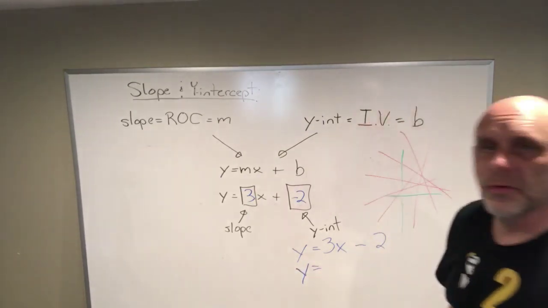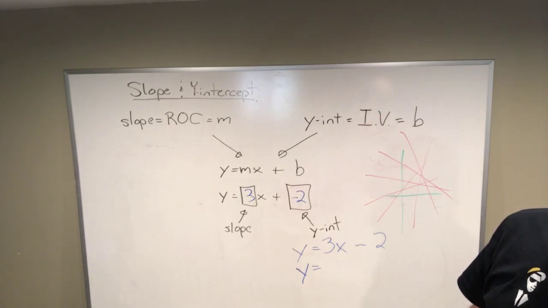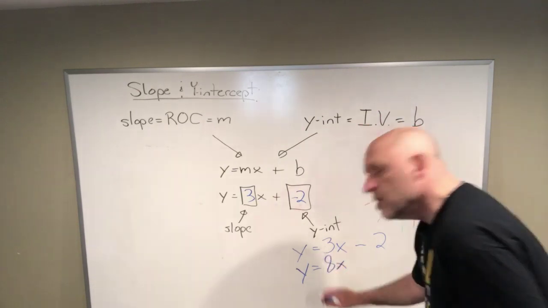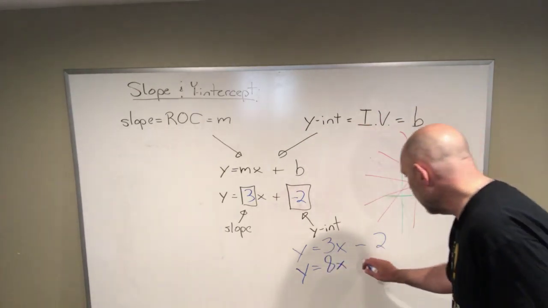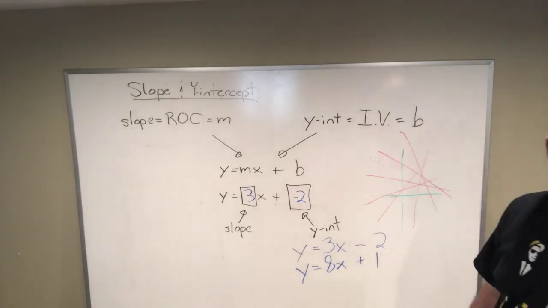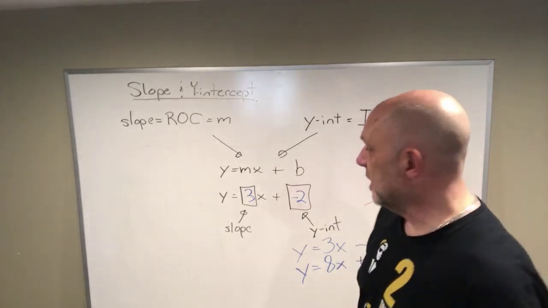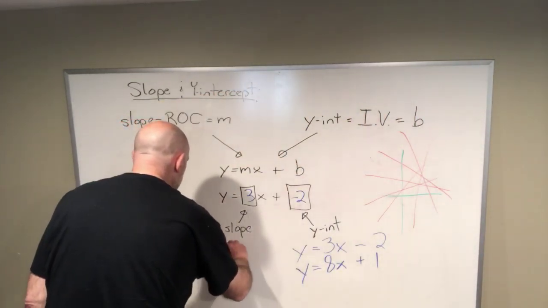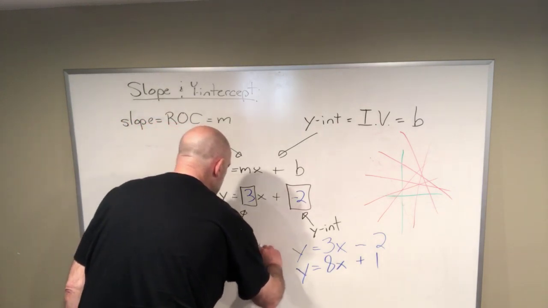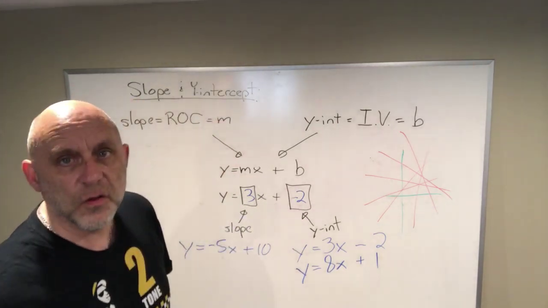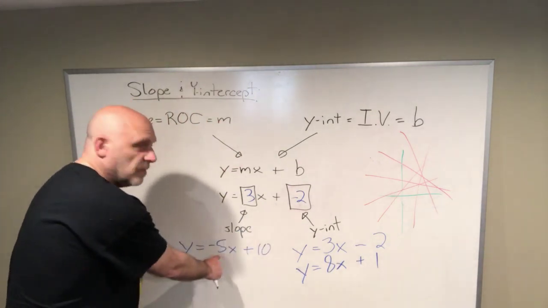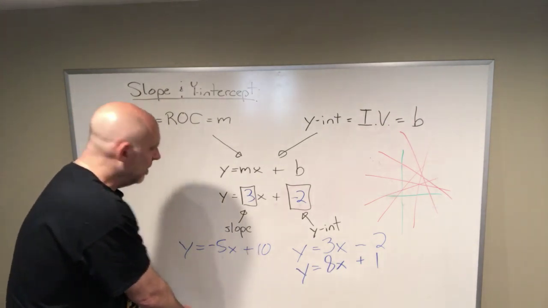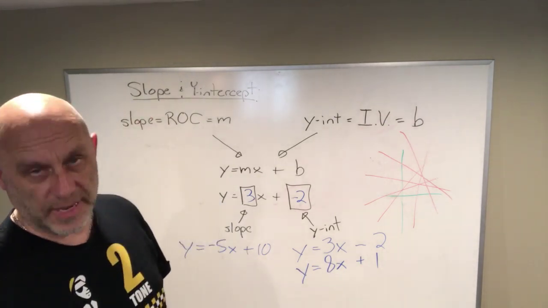What if I told you the slope is 8, the y-intercept is 1? That means 8 goes beside x, and 1 gets added at the end. Let's try it the other way around. Let's say I give you an equation, y equals -5x plus 10. What is the slope of that? Whatever's beside x: -5. What's the y-intercept? Whatever number's stuck at the end: 10. It's as simple as that.